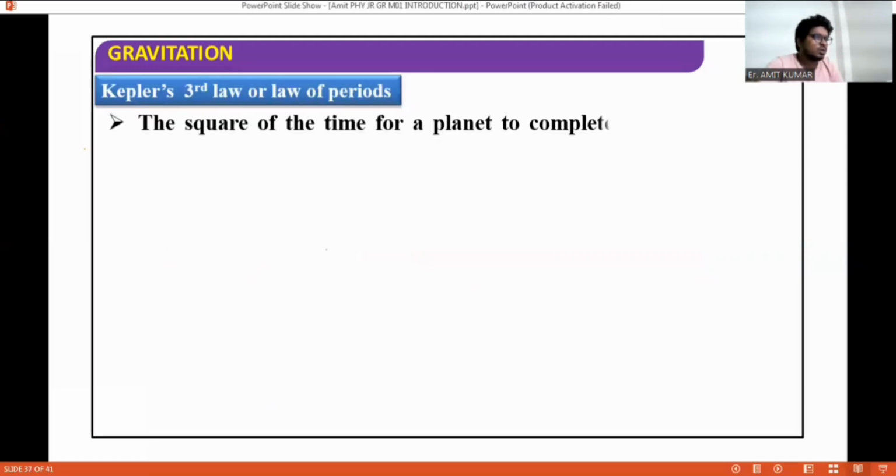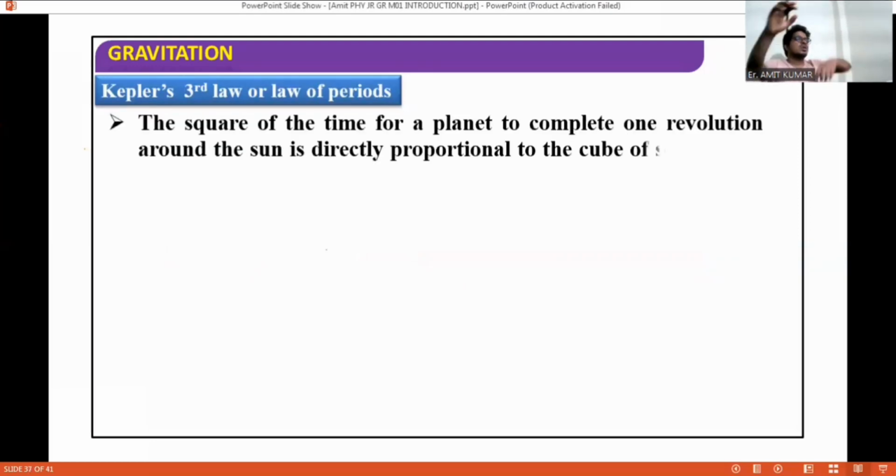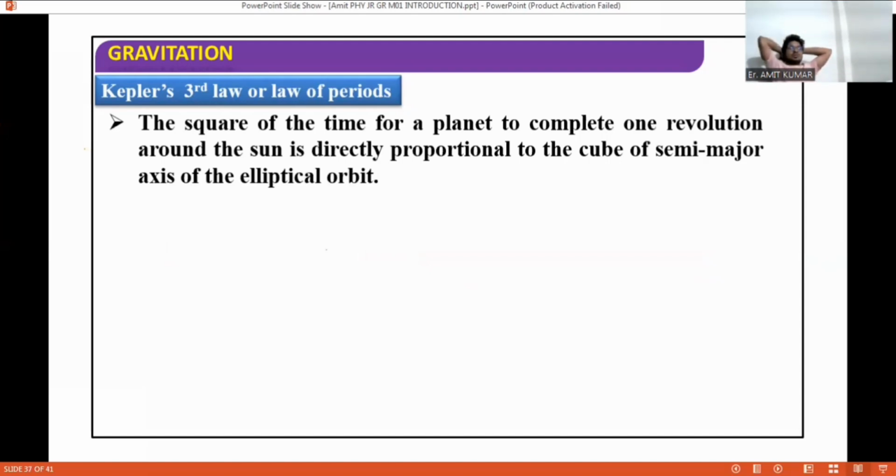So Kepler's third law is also known as the law of periods because we are talking about time. The square of the time for a planet to complete one revolution around the sun is directly proportional to the cube of the semi-major axis of the elliptical orbit. What is R? The semi-major axis of the elliptical orbit.